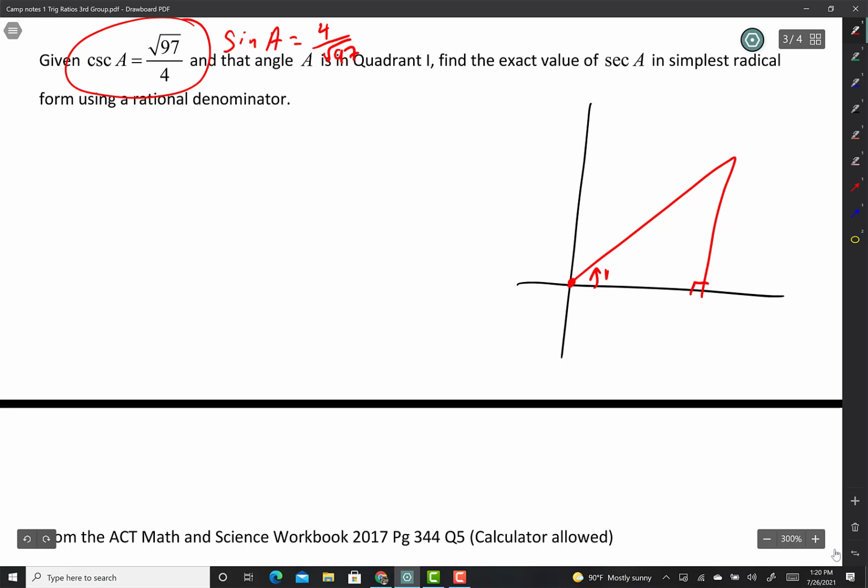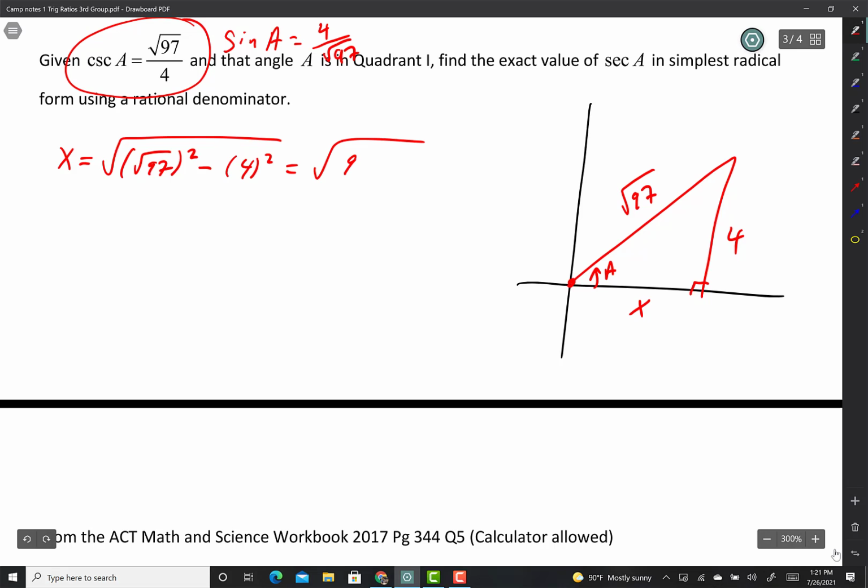So if this is A, that means this has to be 4, and this has to be square root of 97. Since I am looking for the third side, I'm just going to go ahead and subtract. I'm doing Pythagorean theorem. The bigger side, square root of 97, squared minus 4 squared. Square root of 97 squared is 97. 4 squared is 16. 97 minus 16 is 81. Square root of 81. What's the square root of 81? 9.